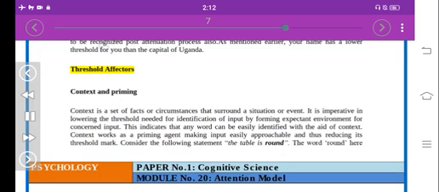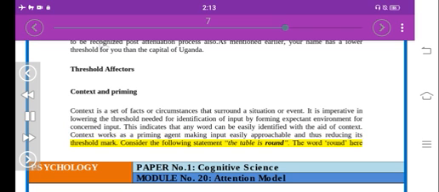Threshold effectors: context and priming. Context is a set of facts or circumstances that surround a situation or event. It is imperative in lowering the threshold needed for identification of input by forming an expectant environment for the concerned input. This indicates that any word can be easily identified with the aid of context. Context works as a priming agent, making input easily approachable and thus reducing its threshold mark.